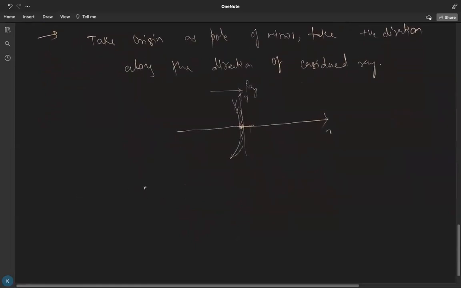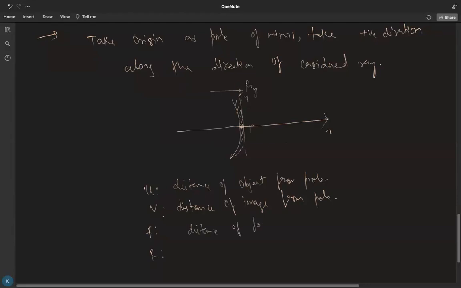Some of the terms used here are U, V, F, R. Okay, so these are the terms actually used here, and I'm going to write what they represent. So U represents the distance of object from pole, and V represents the distance of image from pole, and F, you all know, is the distance of focus from pole.